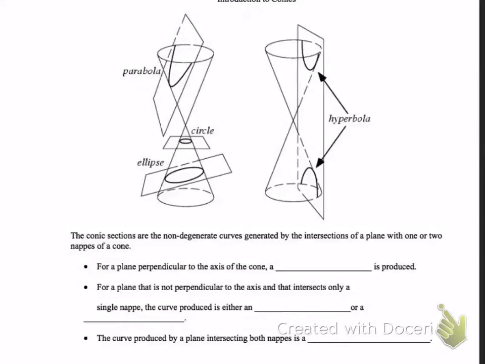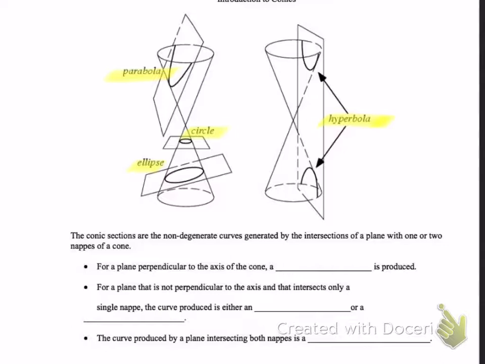These are all of the different kinds. So we have a parabola, which we have already seen before. We have a circle, an ellipse, and a hyperbola. Not a hyperbole, but a hyperbola, an A on the end. This is just all of the different ways that a plane can intersect a cone.